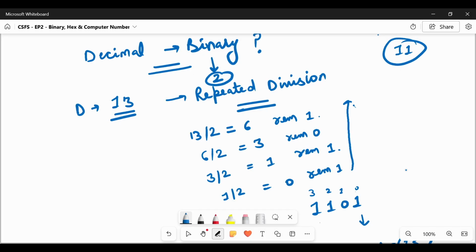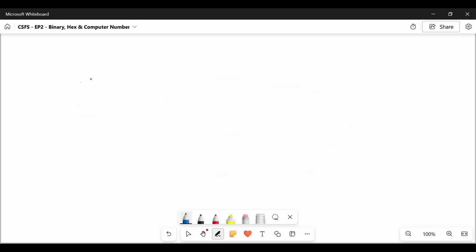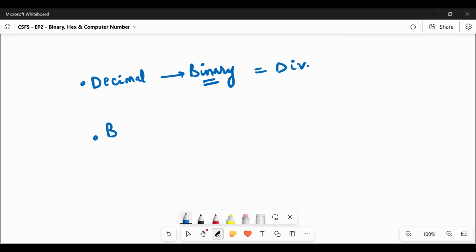In a similar way, we have the conversion of binary to decimal. We can do the multiplication, right? From a higher base level to a lower level, like decimal has base 10 and we are going to the lower base, binary has base 2, we will do division. Similarly, when we have a lower base level, that is binary, we need to convert that into the decimal. Decimal has base 10, so we will do multiplication.